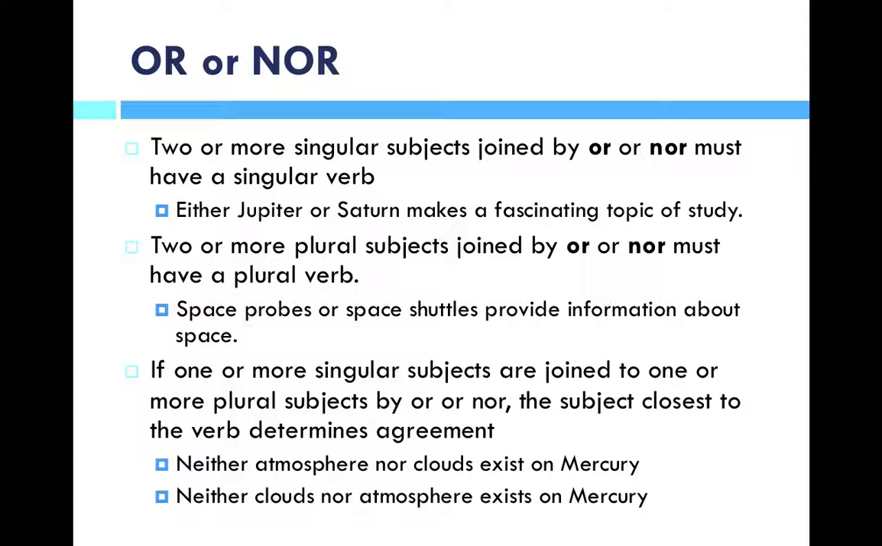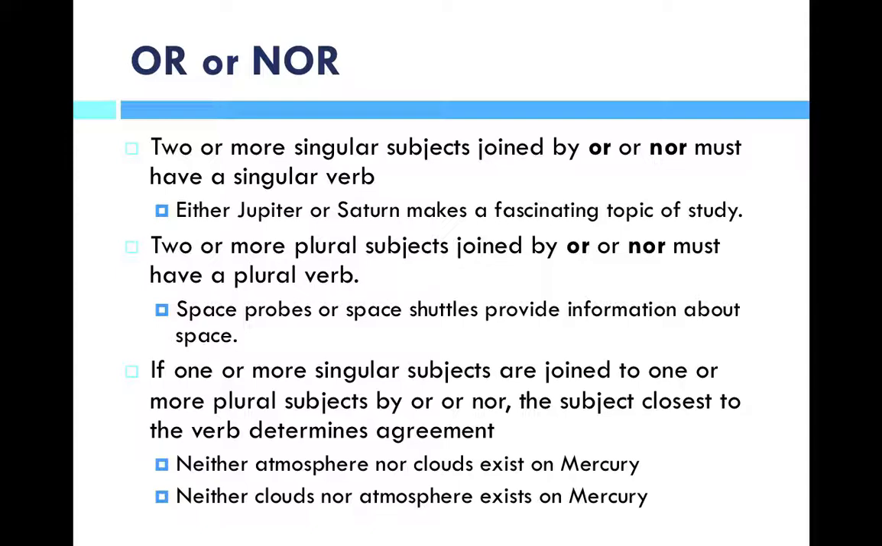And now it gets more confusing. If one or more singular subjects are joined to one or more plural subjects by or nor, the subject closest to the verb determines agreement. So for example, neither atmosphere nor clouds exist on Mercury. Atmosphere is singular, but clouds ends in an S, so it's plural. Because clouds is closest to the verb exist, we use the plural form.